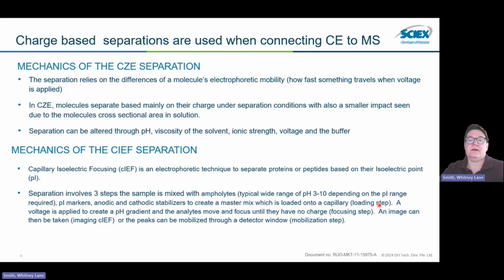So first, we're going to talk about the different types of CZE MS separations, and then we'll get into chips and then CIEF, because the new ICIEF system is a chip-based system.